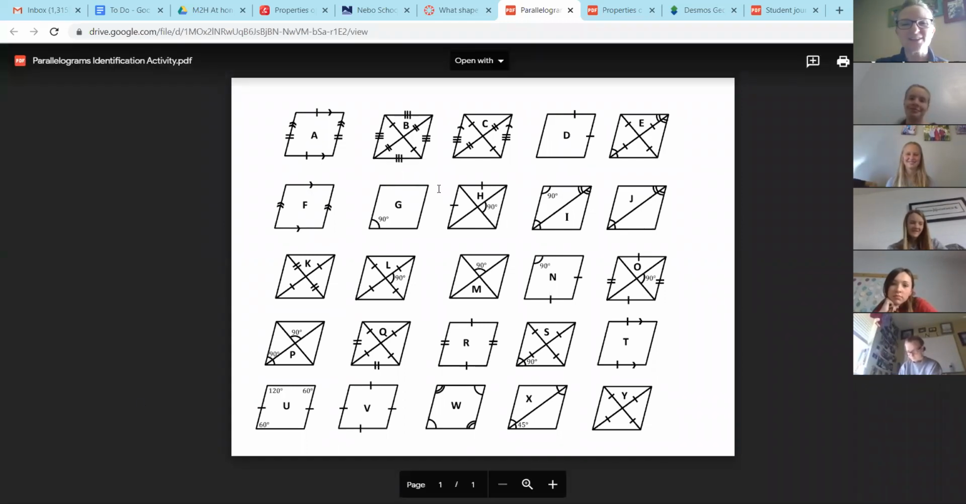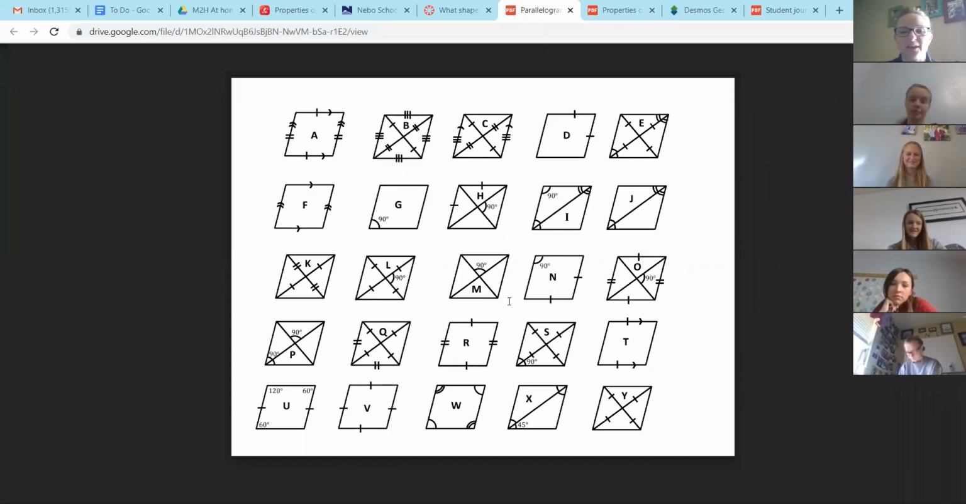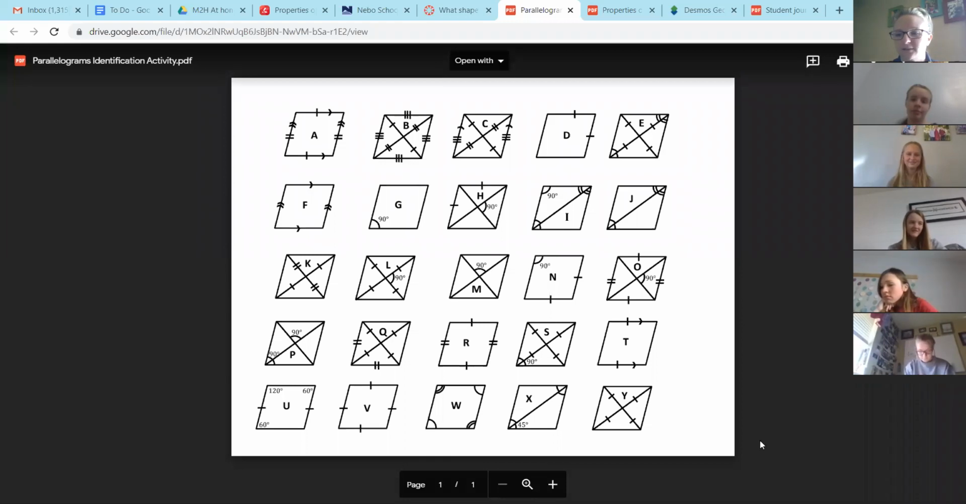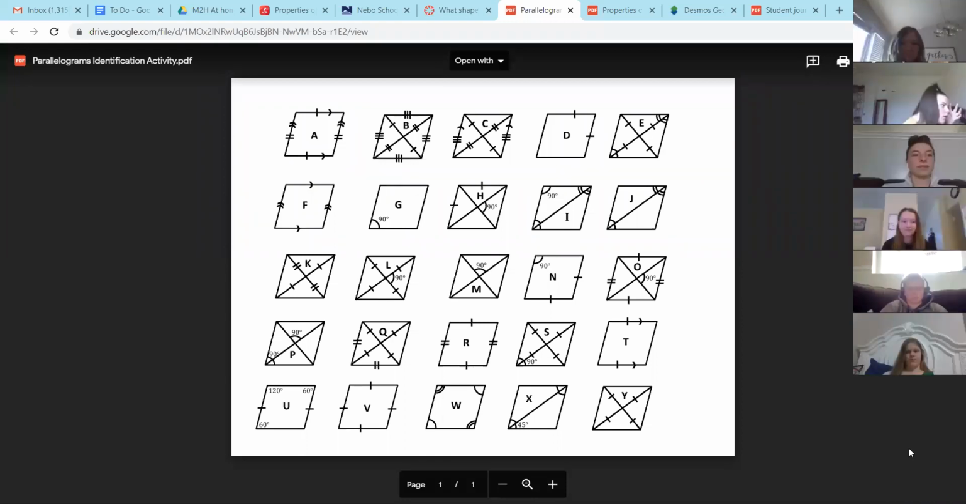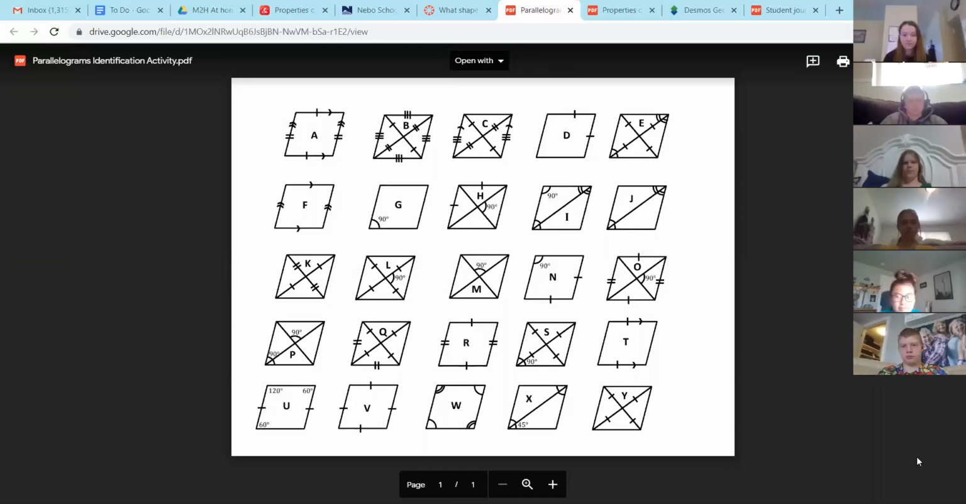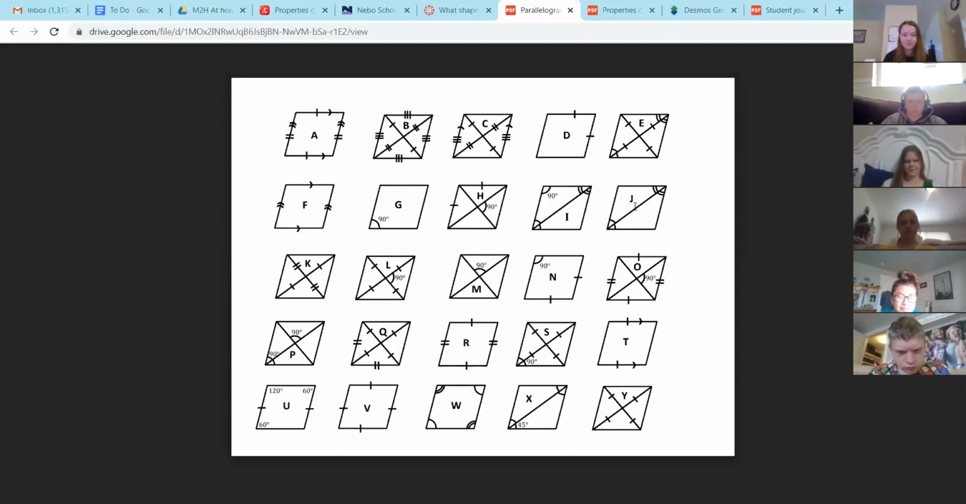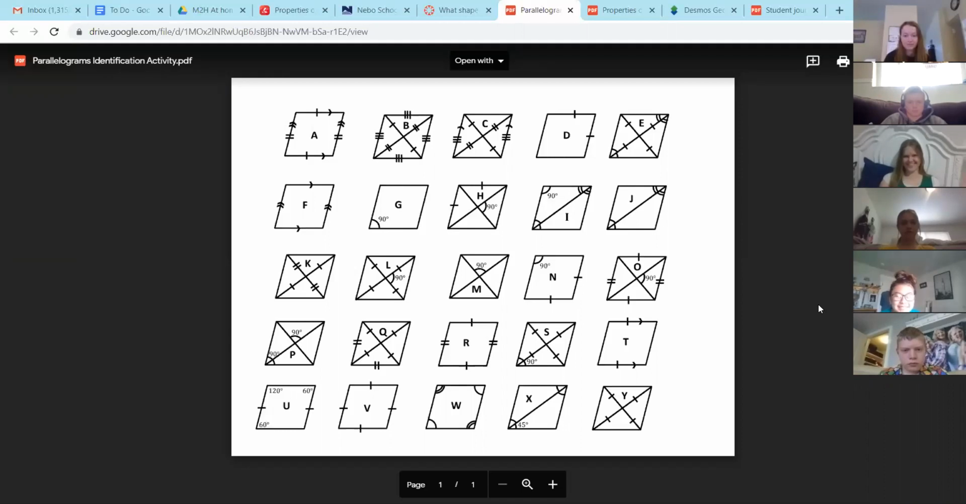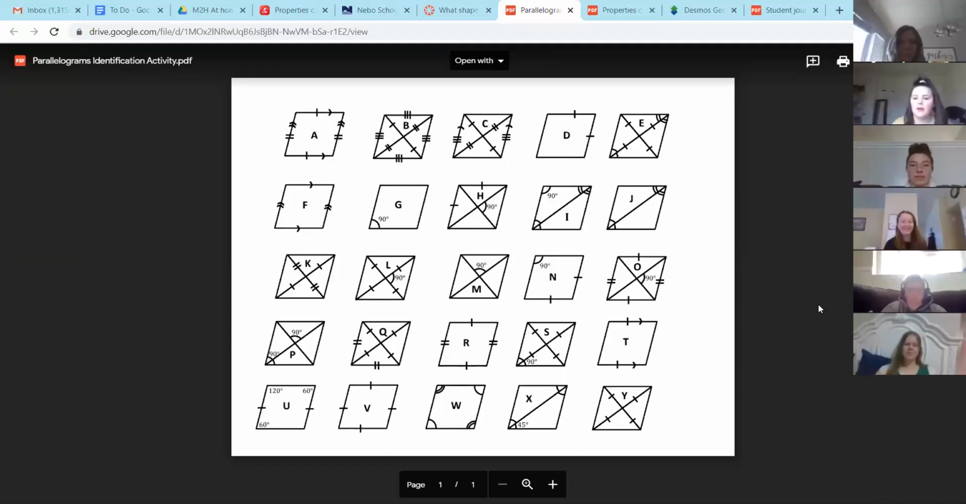Okay. So the question is, do any of these look like squares? What do you guys think? Do any of these look like squares on this page? Yes, no? If I asked you to draw a square and you drew it like that, I would be a little bit disappointed. Squares are supposed to have right angles. True?